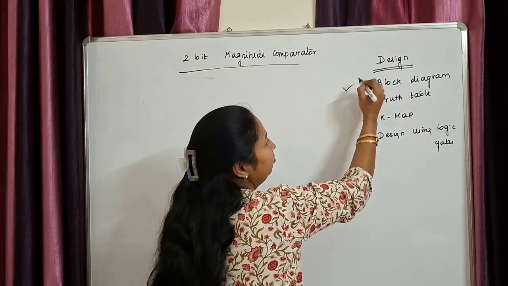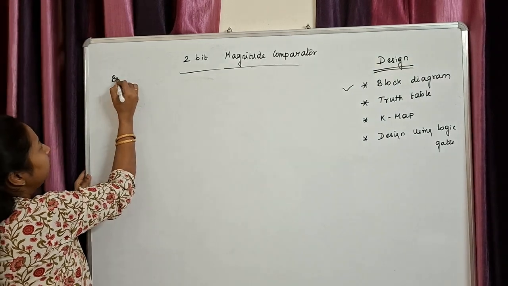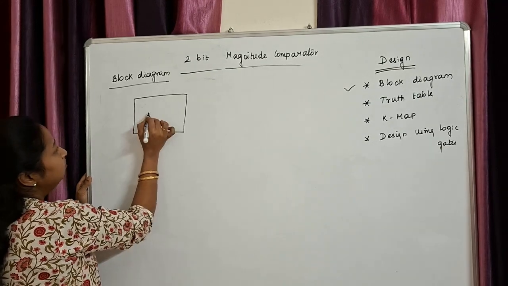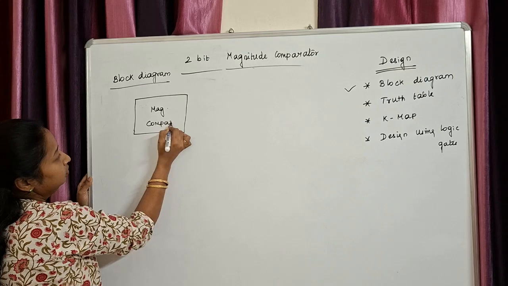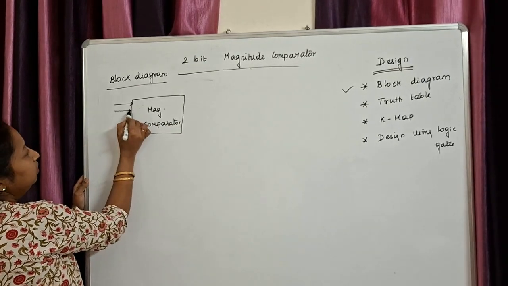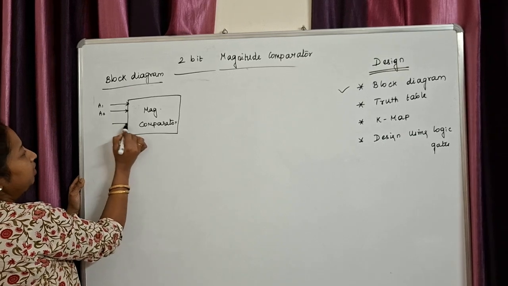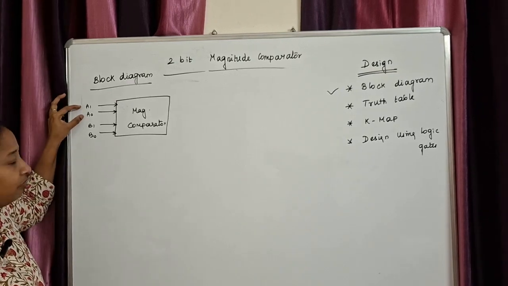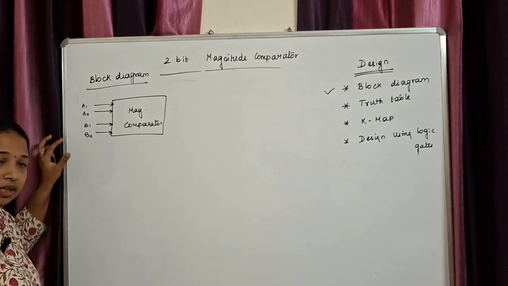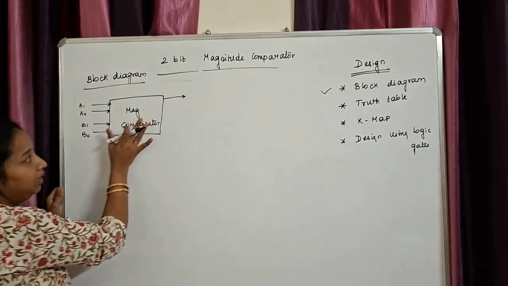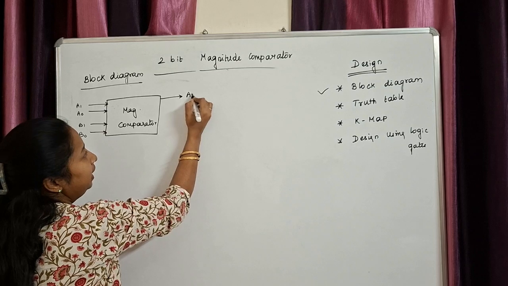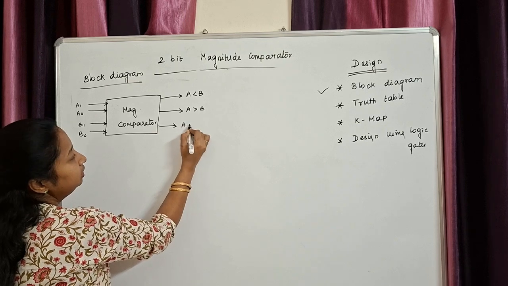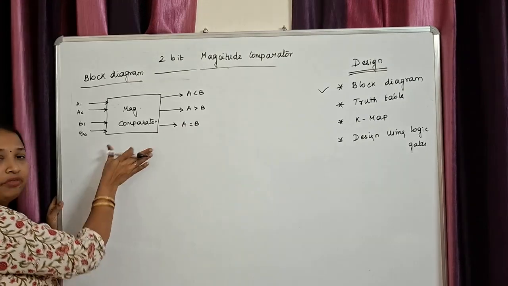Now, let's see how to draw our block diagram. How do you draw a block diagram? For a 2-bit magnitude comparator, let this be my magnitude comparator. And let my inputs be A1, A0 and the other two inputs be B1, B0. Clear? This is one 2-bit pair and this is another 2-bit pair. Now, you know magnitude comparator has got 3 outputs. One is A less than B, another is A greater than B, and another one is A equal to B. Clear? Now, we are done with the block diagram.